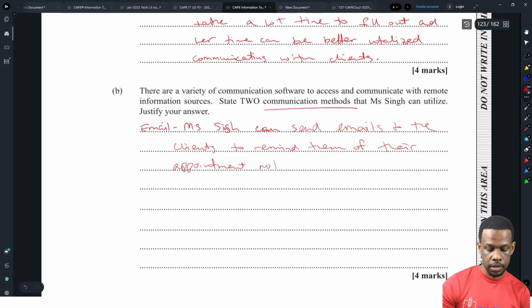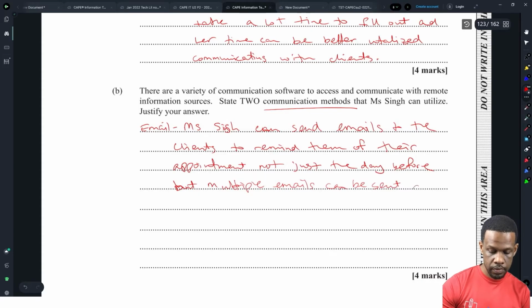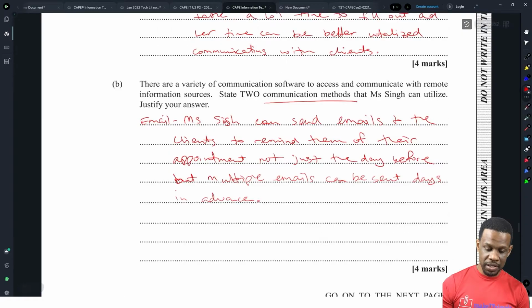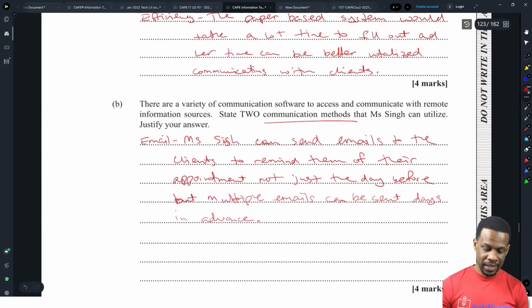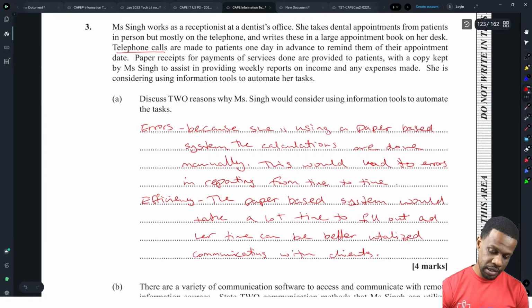Not just the day before, but multiple emails can be sent, days in advance. Okay. As for one other communication method, instead of telephone calls to patients for reminders, I guess she could send a text message.